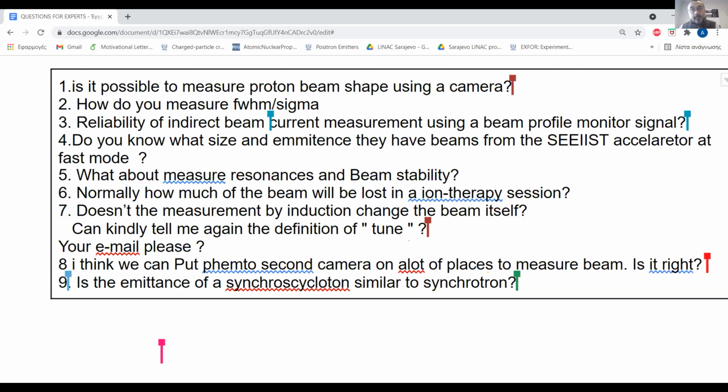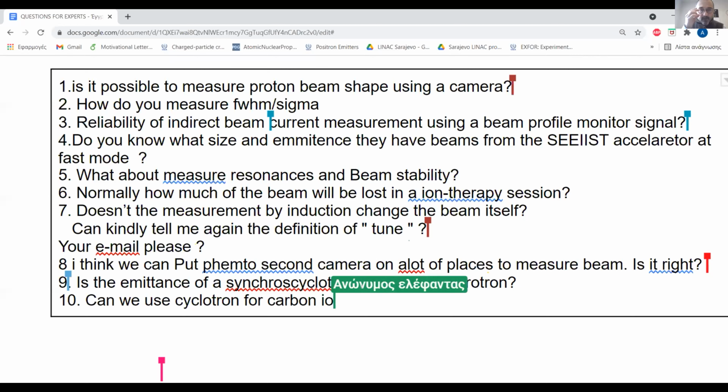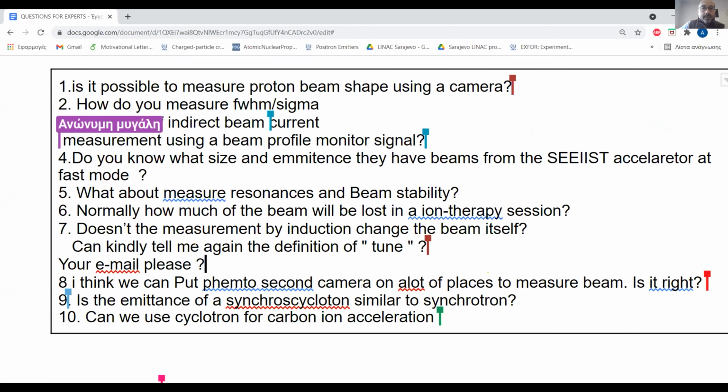Do you know what size and emittance they have? There will be beams in fast mode. Yes, we do in fast mode. So with fast extraction, basically the emittance will be the extracted beam emittance, so 1 millimeter milliradian. And then the beam size, as I said, we modify by focusing the beam, or, as Elena explained before, if we have this bar of charge, we can also rotate the beam. There are two ways of controlling the beam size.